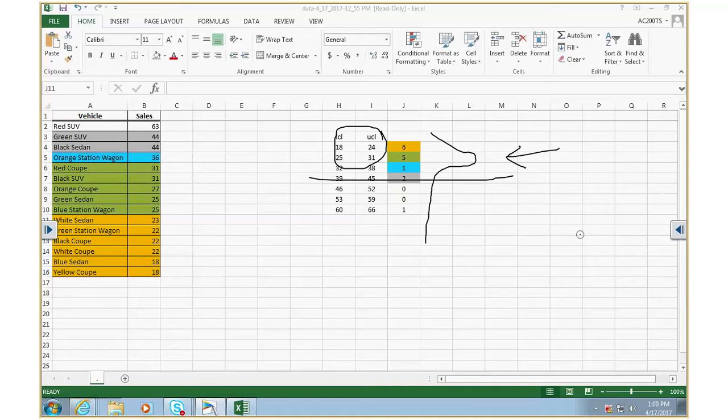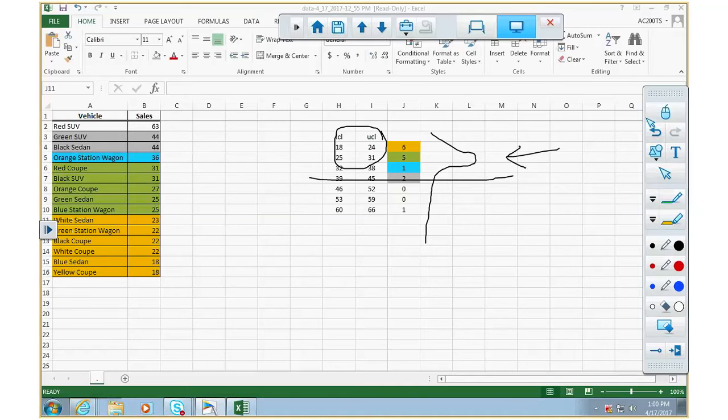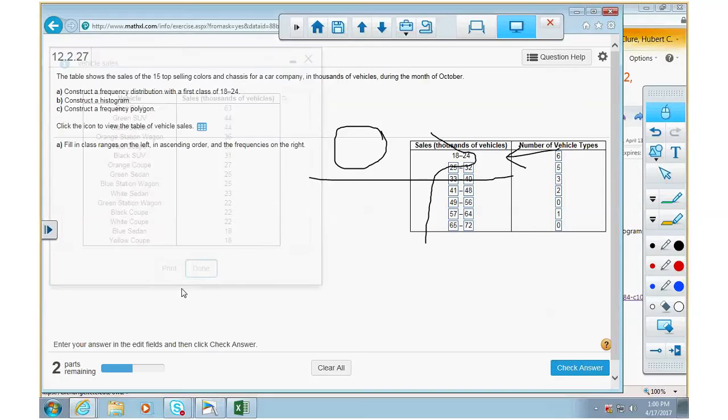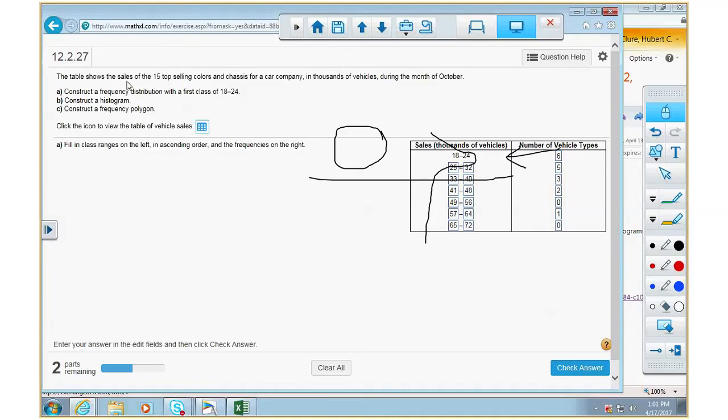12.2. Now, what is this talking about? Let's go back to the question so you can make sense of it. The question says the table shows sales of 15 top selling colors and chassis for the company in thousands of vehicles. Okay, so let's go back to our data.